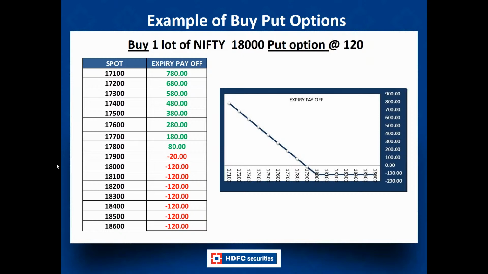So how did this 380 rupees come at 17,500? The difference between 17,500 and 18,000 is 500 points, and you have already paid 120 rupees to buy this 18,000 put option. So net you will be making 380 rupees if Nifty expires at 17,500 level.